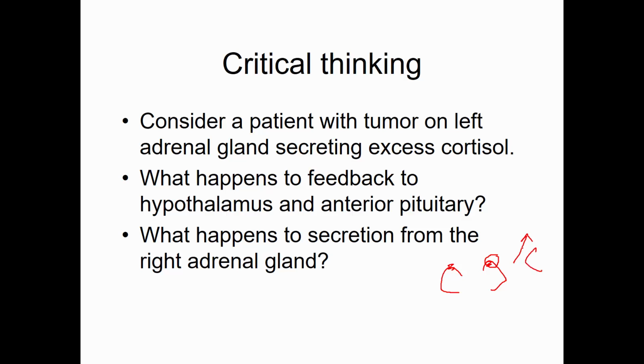That excess cortisol is going to feed back to the hypothalamus. What do you think we're going to do? We're going to inhibit the hypothalamus, and we're going to have less CRH. This excess cortisol is going to feed back to the anterior pituitary. We're going to have less ACTH. And if we have less ACTH, then we're going to have less cortisol from the right adrenal. Why don't we shut down the left adrenal? Why does it keep pumping out hormones? Because this is a tumor, and tumors don't listen to negative feedback.